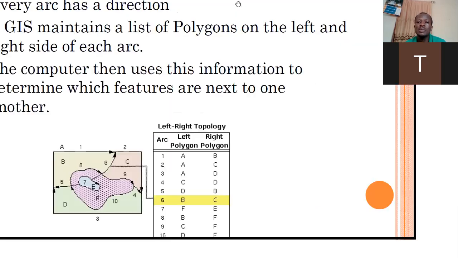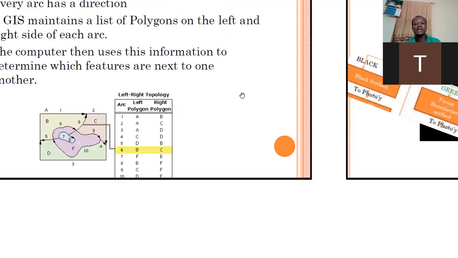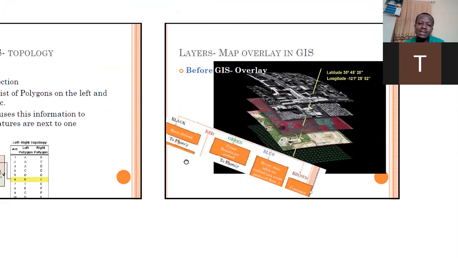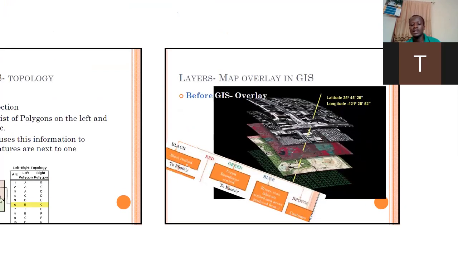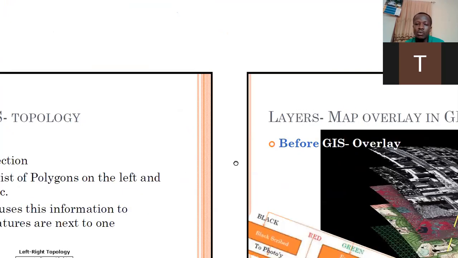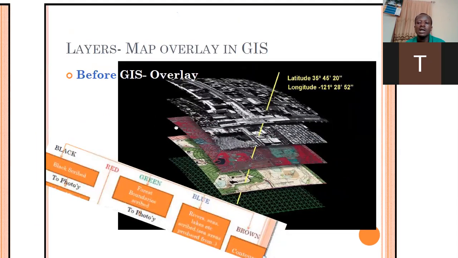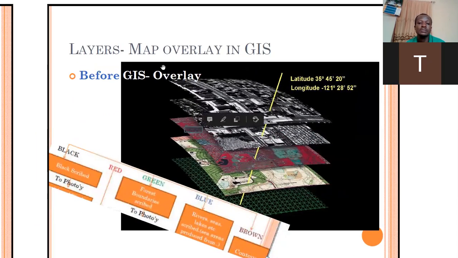But normally this is programmed into the computer, and the computer does it automatically. All right, the next topic: if you have any question you can ask. If you don't have a question, let's move to the next topic. So basically, map overlay is the next topic.